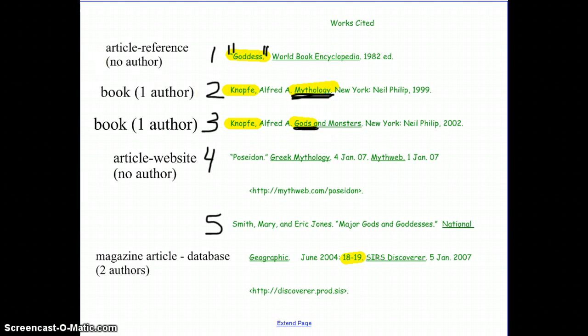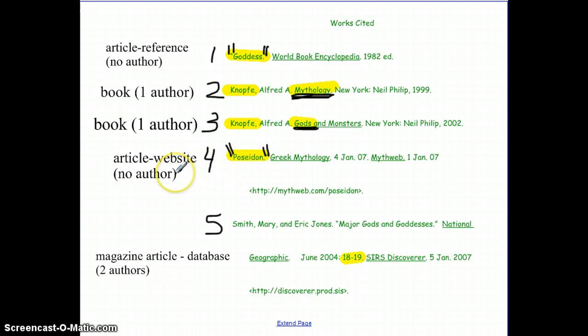All right, next one. Poseidon, Greek mythology. We said it's an article on a website. What do you think we should put in parentheses here? Morgan. Poseidon. Keep calling on the same people. Need some other random hands up here. All right. And then the next, oh, sorry, one more thing, Morgan, that we have to do to this one. Quotation marks, so exaggerate them now so that you remember to put them in there.